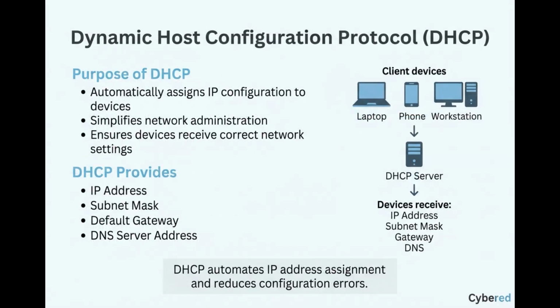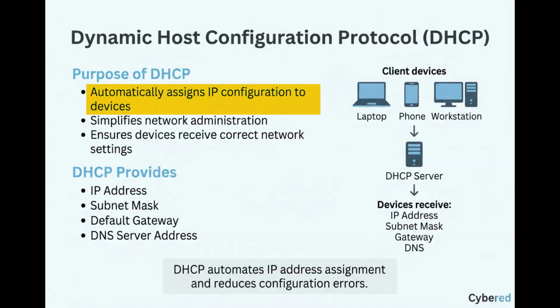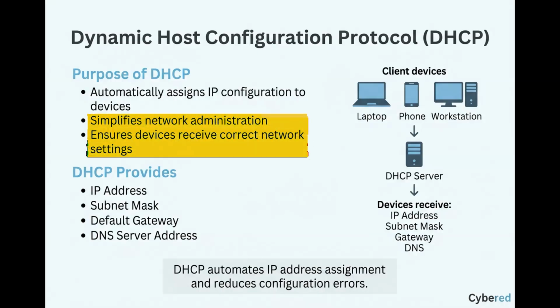To solve this problem, networks use Dynamic Host Configuration Protocol. A DHCP server automatically assigns IP configuration settings to devices when they join the network. These settings typically include IP address, subnet mask, default gateway, and DNS server address. Using DHCP simplifies network management by automating IP address assignment and ensuring devices receive the correct configuration. Cisco iOS routers can also function as DHCP servers, allowing them to distribute IP configurations to clients on a network.